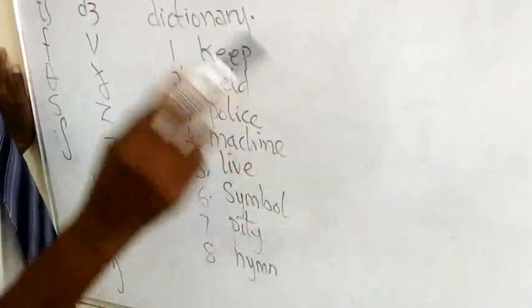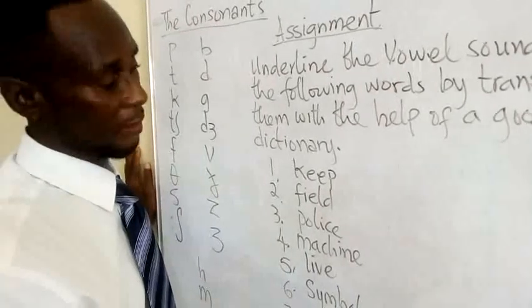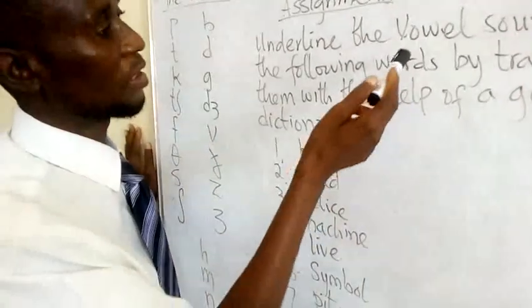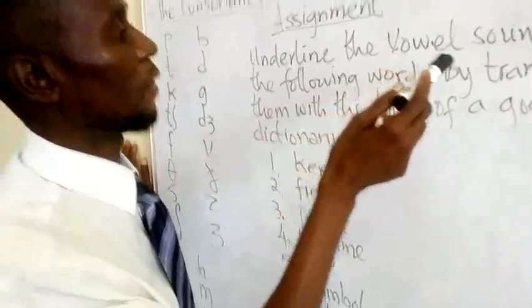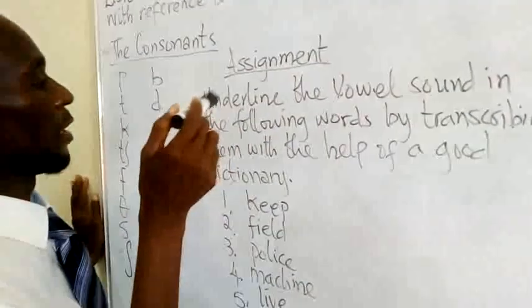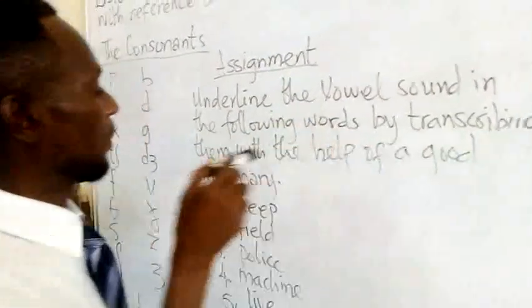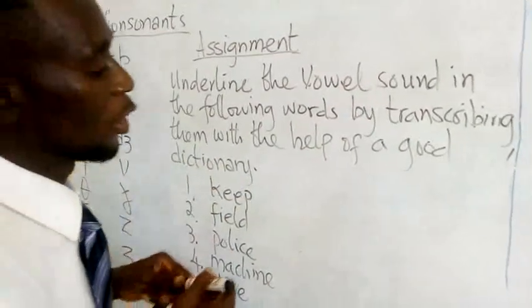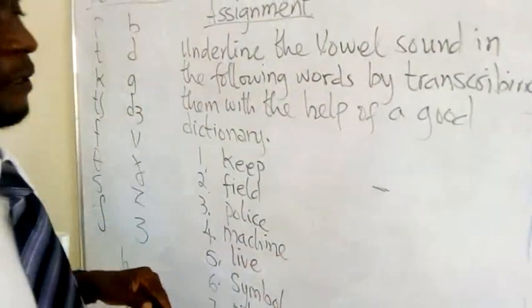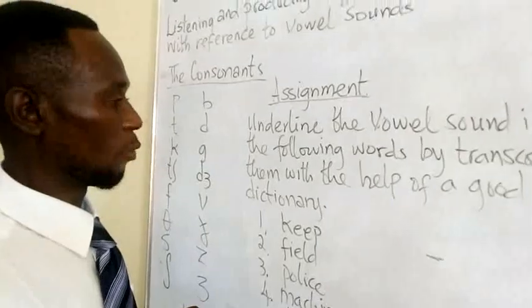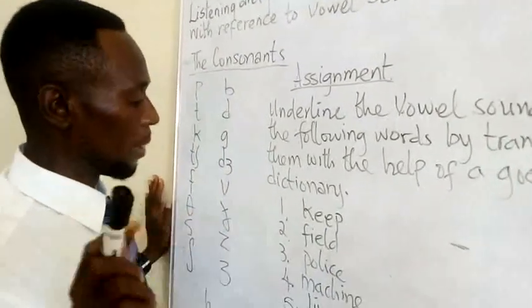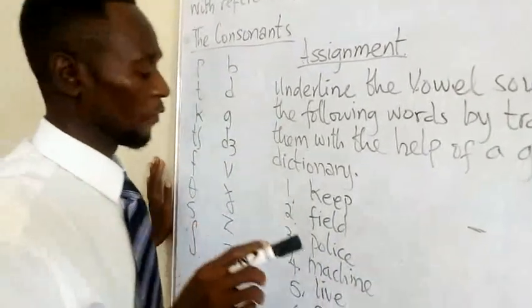Let me take it again. Keep. If you're listening to me, you know where the vowel sound is. So underline the vowel sound in the following words by transcribing them. When you transcribe them, you underline the vowel like this. Okay? Underline where the vowel is. So you make use of a very good dictionary.